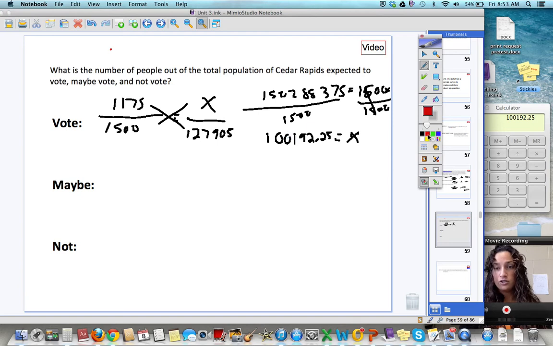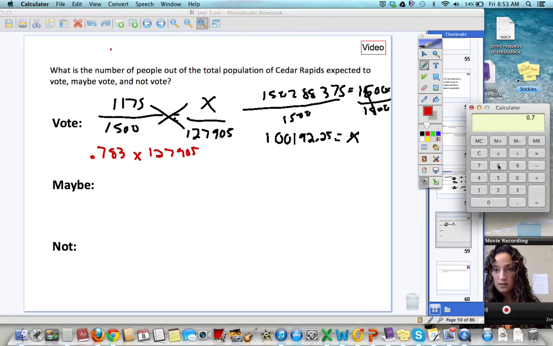So now you could do it this way, and if you're going to do it this way on a test, you need to show me that you're doing this, 0.783. Remember, this is our rounded number. You could already have taken this number, divided it, and then just multiply it by your total, 127,905. So if we do that, 0.783 times 127,905, you're going to get a number very, very close.